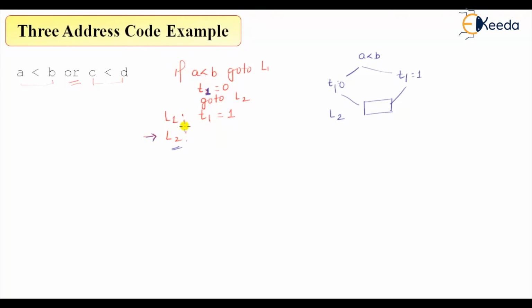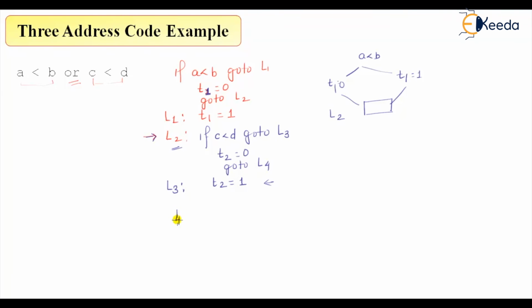Now I'll again check if C less than D, then go to L3, and in L3 another variable T2 is assigned the value true. If C less than D, then go to L3. Otherwise, we assign T2 equal to 0, and I will not allow the L3 statement to be executed here. So I will simply say go to, let's say, L4.